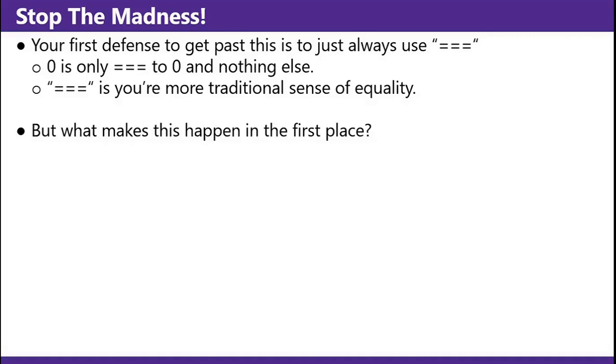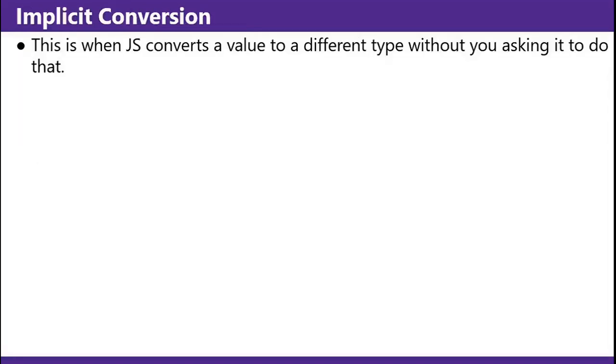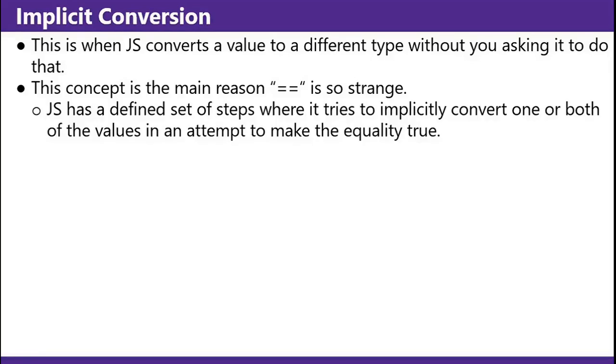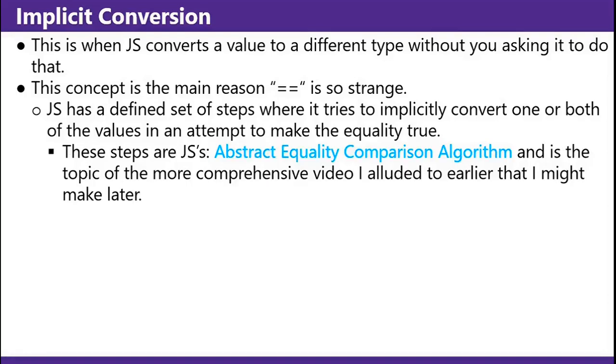But what makes this happen in the first place? In comes implicit conversions. Implicit conversion is when JS converts a value to a different type without you asking it to do that. This concept is the main reason double equals is so strange. JS has a defined set of steps where it tries to implicitly convert one or both of the values in an attempt to make the equality true. These steps are JS's abstract equality comparison algorithm, and is the topic of the more comprehensive video I alluded to earlier that I might make later.